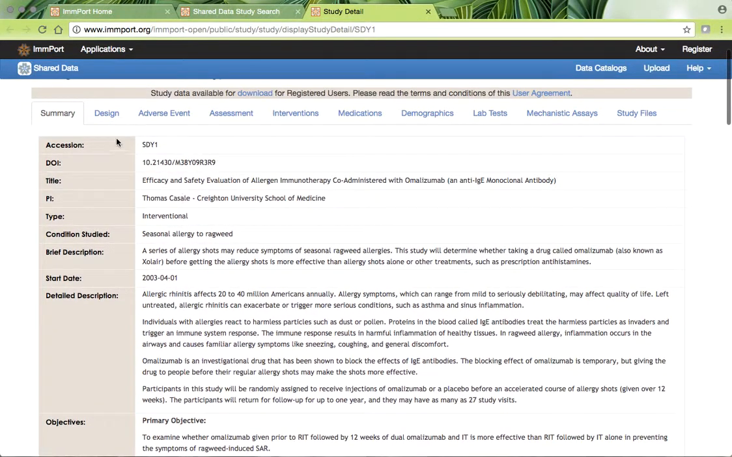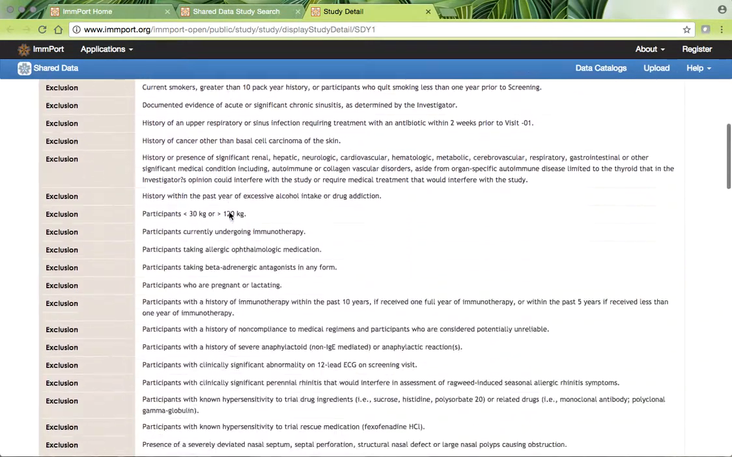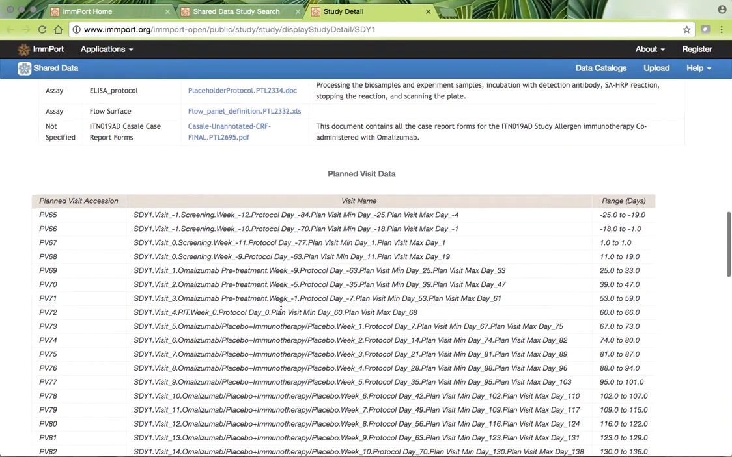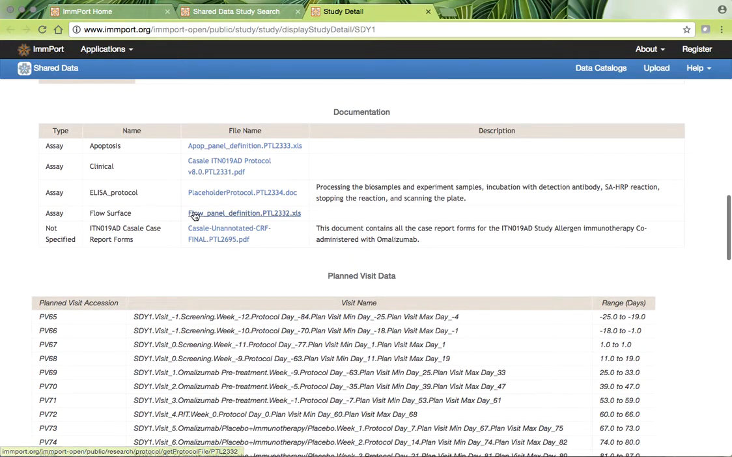The next tab is the design, and that contains information about how the study was designed. So you will get information such as the inclusion and exclusion criteria for the subjects. You will get an idea of what type of cohorts are included in the study. And you will also get a list of the planned visits, as well as documentation associated. So this is typically the protocols.